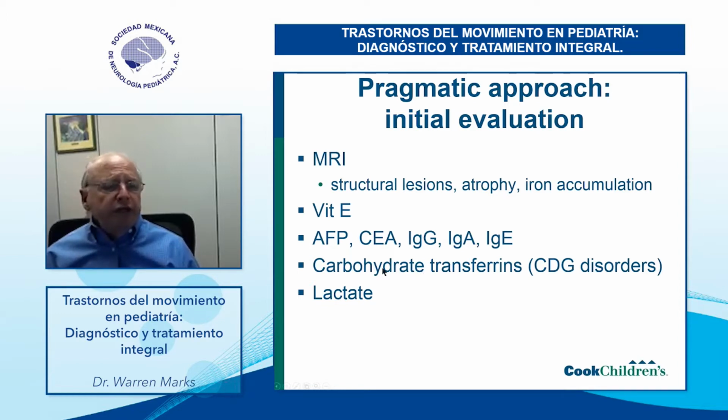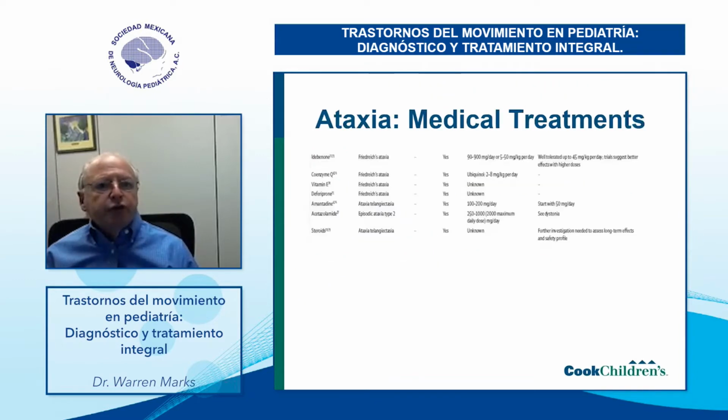One little key is if the lab that you're ordering your CDG testing from is not familiar with it, and they primarily do adults, they're going to do the wrong test. They will do the carbohydrate transferrin that they do in adults, which they use to look for alcohol abuse. So that is not the correct test and will not give you any useful information in most of your children. And then at least do lactate screening to think about the mitochondrial disorders.